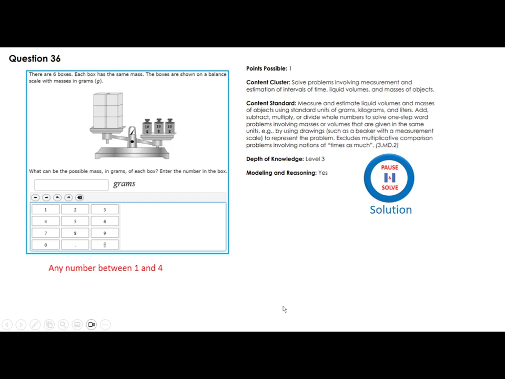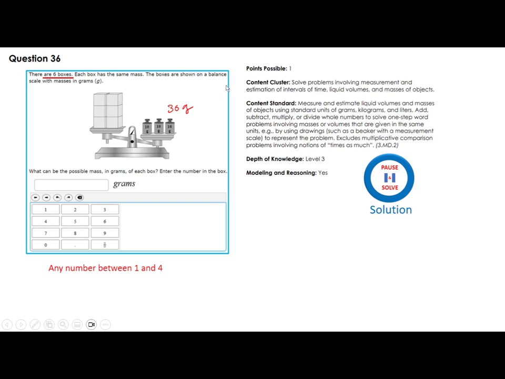This is a very interesting question. I really like it. You have a scale here, and obviously this side is heavier than this side. This side is 30, right? 10 plus 10 plus 10. So I have 30 grams here. This is lighter than 30 grams. So there are 6 boxes, 6 boxes. Each box has the same mass, okay? Each box has the same mass.